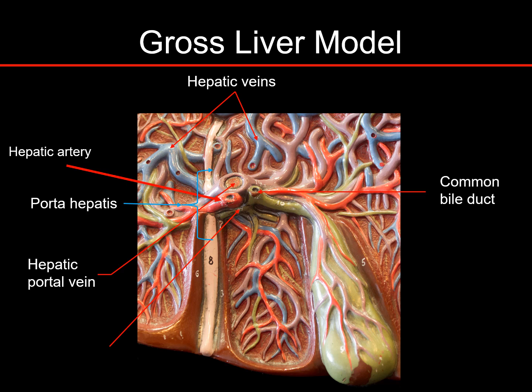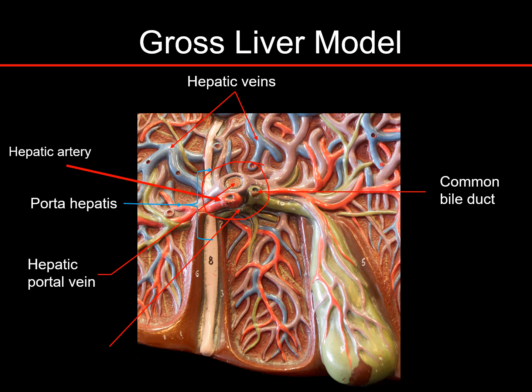So let's look at the vessels on our gross liver model first. We have an area where all the vessels and bile ducts are coming in and going out, and we call that area the porta hepatis. I know that's not on your list, but essentially it's just this region here with these three structures, okay?